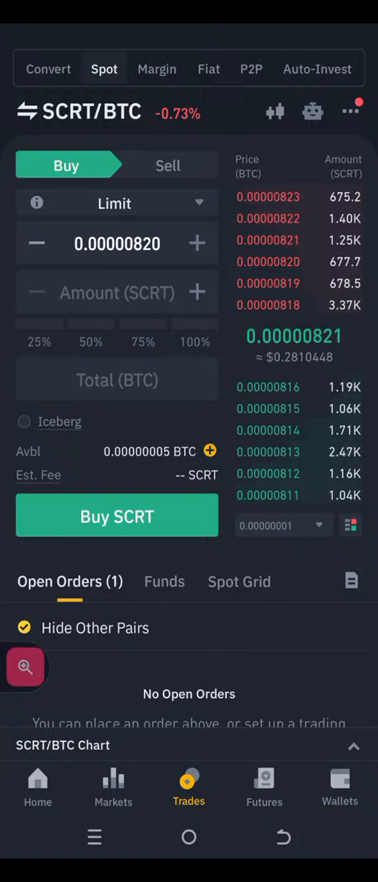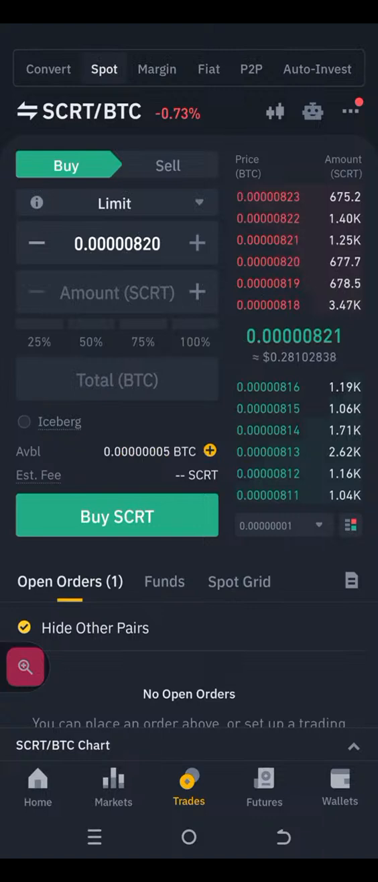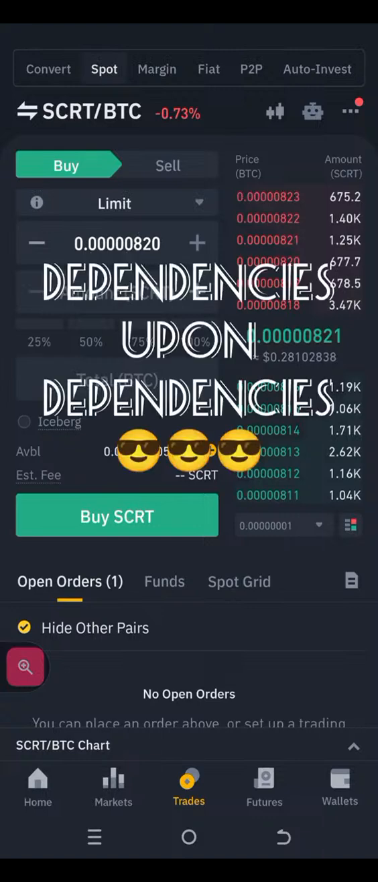Okay? So we have the propensity to make 4% plus in the triangular arbitrage, and now 3.5%, which we can't make because of withdrawal and deposit networks. Okay, now, is there money to be made? Yes, there's money to be made. But what is stopping us from making this money are the dependencies upon dependencies.